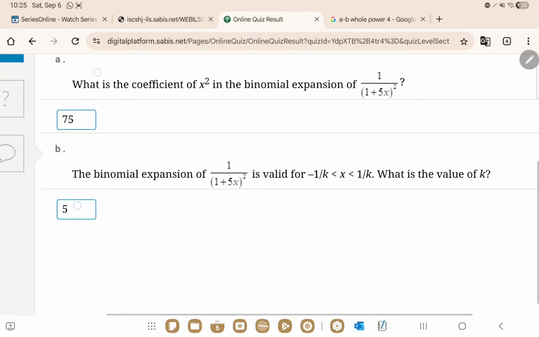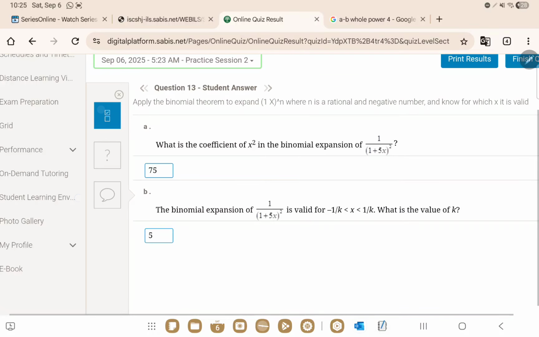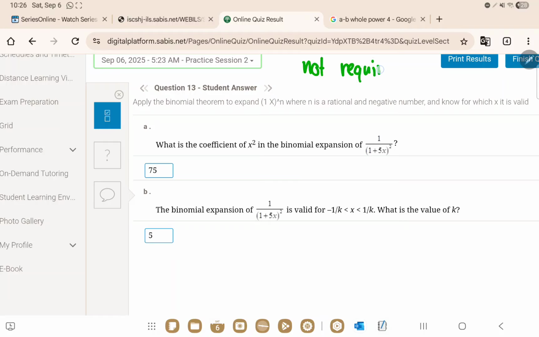What is the coefficient of x squared in this binomial expansion? Now this question is not required. I will remind you of the questions that aren't required at the end. Now what's the coefficient of x^2? You're going to say, how am I going to solve it when it's down? Bring it up, because this is the same as 1 plus 5x to the power of negative 2.